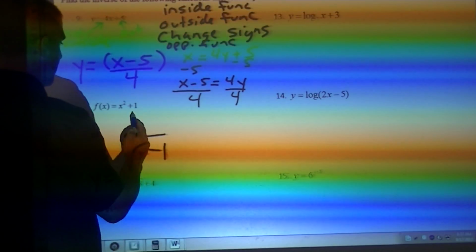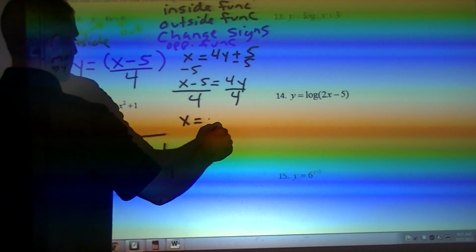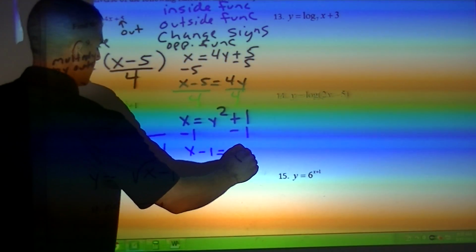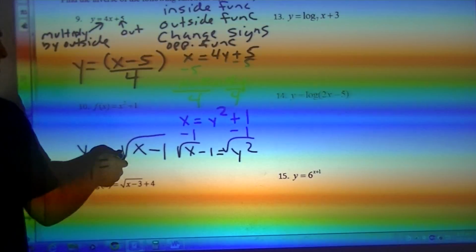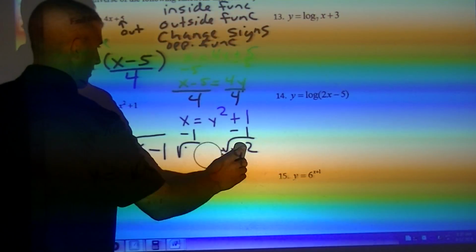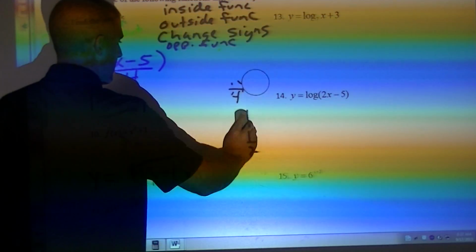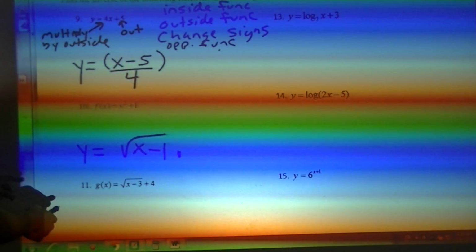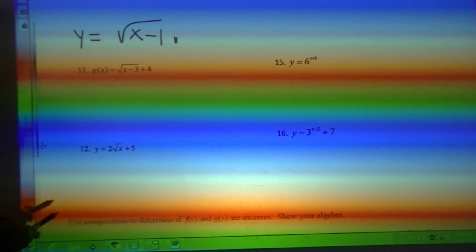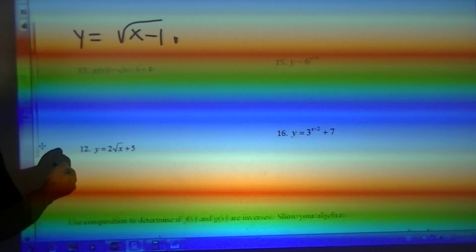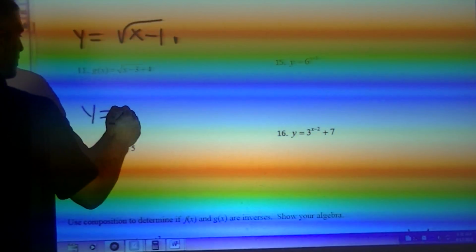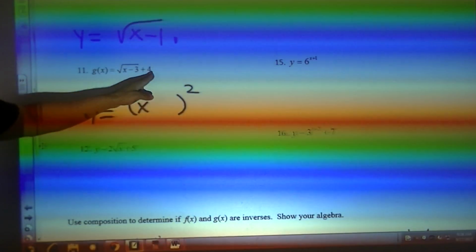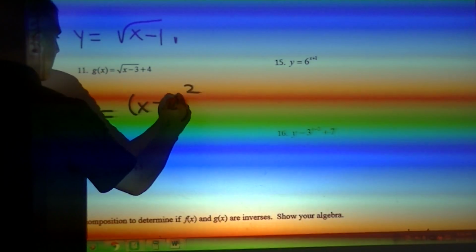Once again, if you wanted to see that, if I switched x and y, that's x minus 1, and then the square root, you end up with the same thing. So I'm not going to keep that in there. There's a faster way to do it, a more accurate way. Let's go on to number 11. Now, since that's square root, I'm going to change this to squared. Now, 4 is on the outside. It's going to come in and it will be on the inside.